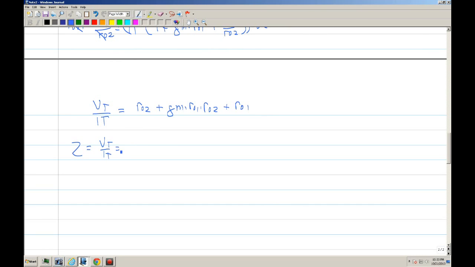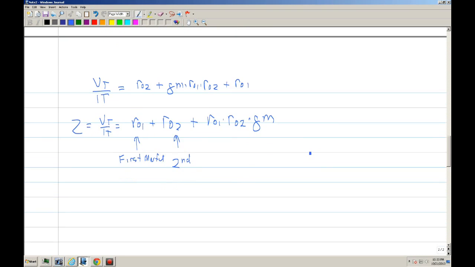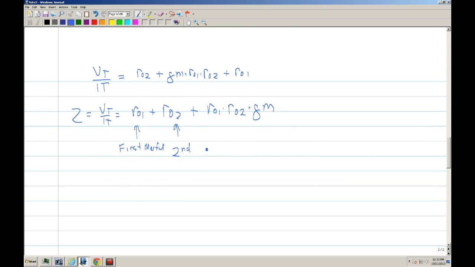and let me rearrange it a little bit. I'll say that it's the output impedance of the first MOSFET, plus the output impedance of the second MOSFET, plus the product of both, RO1 and RO2, multiplied times GM. Okay, so that's pretty good. Okay, so what's significant about this?